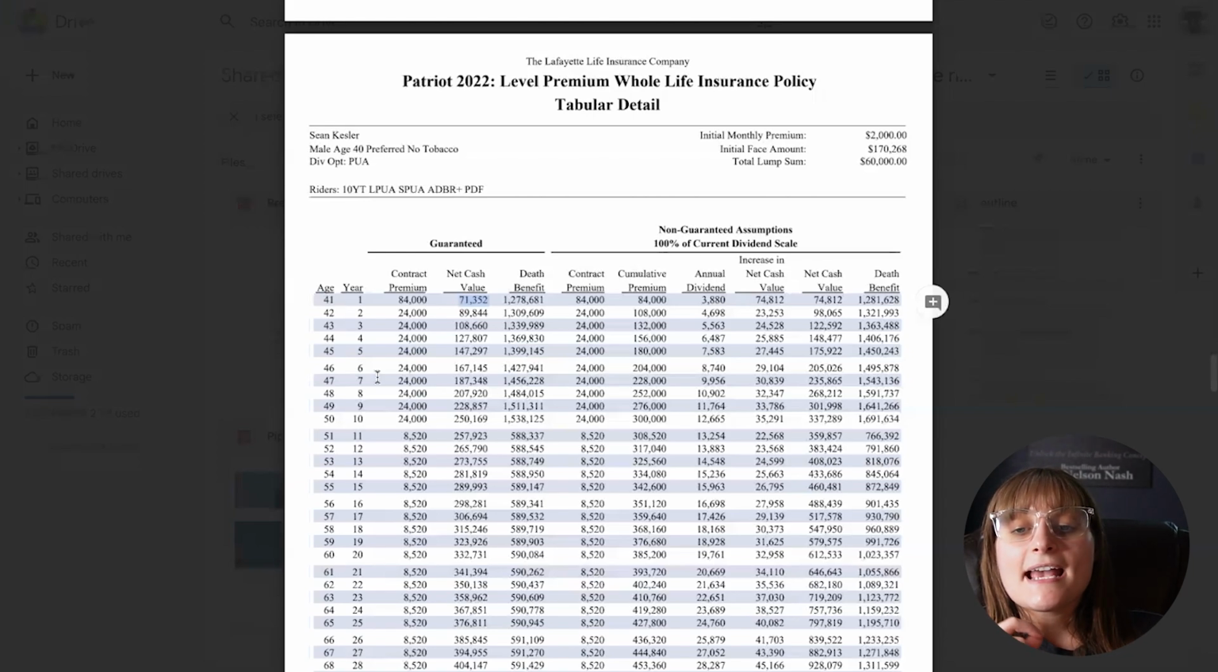So you can see here in Sean's example, year one, he's got $71,000 of cash available. So if I take 71,000 and divide that by 84,000, so the 2,000 a month plus his $60,000 dump-in, that means he's got cash value access of 85% in year one. So compared to Monroe, who had 34%, and Piper, who had 58%, now Sean's got 85%. Do you see where I'm going with this?